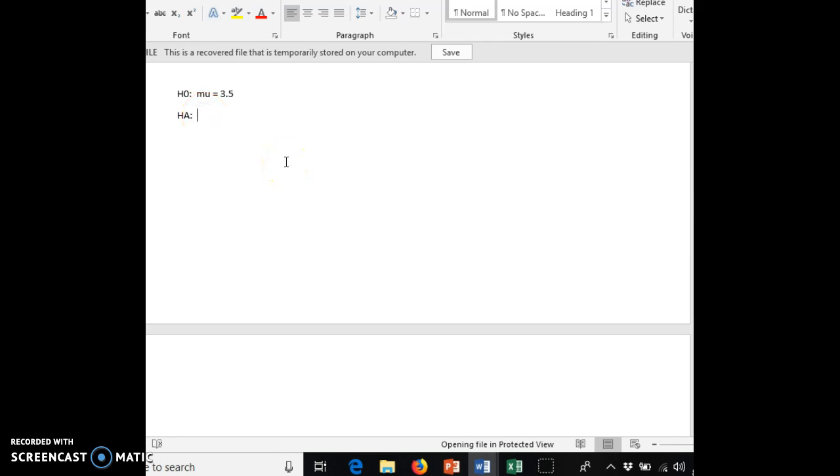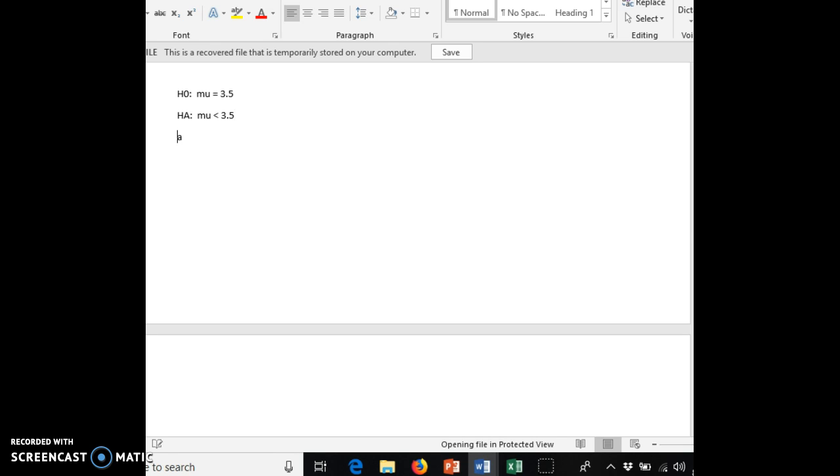Since we want it to be less time, we want the mean to be less than the 3.5 we had in the null. And our alternate hypothesis will always be one of three types. It could have been mu is less than 3.5, it could have been mu is greater than 3.5, or it could have been mu is not equal to 3.5. In this case, of course, it ended up being less than 3.5 from our wording.